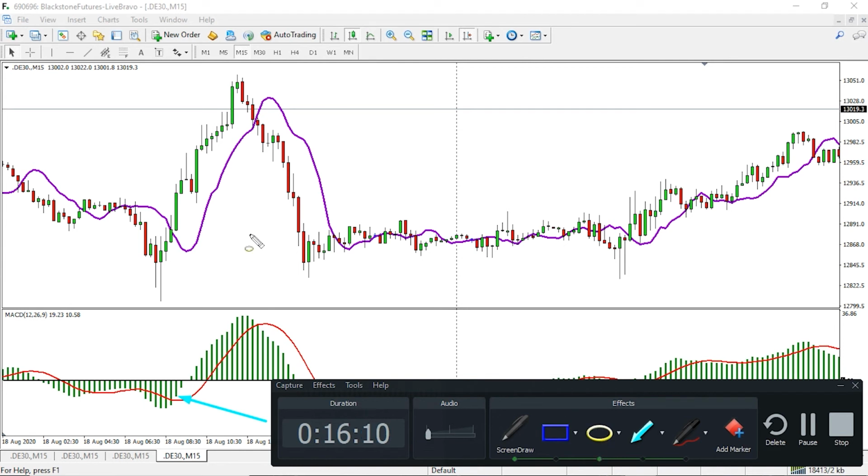All right, so there I have a candle close inside the moving average, which tells me that I'm ready to trigger.